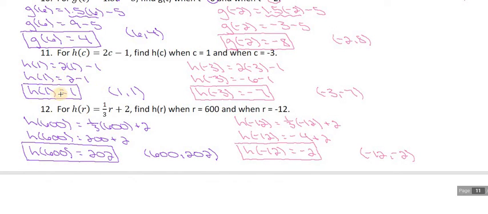So hopefully we got h of 1 equals 1 when x is 1, y is 1. H of -3 equals -7. So when x is -3, y is -7. Number 12, h of 600 equals 202. So when x is 600, y is 202. And h of -12 equals -2. So when x equals -12, y equals -2.